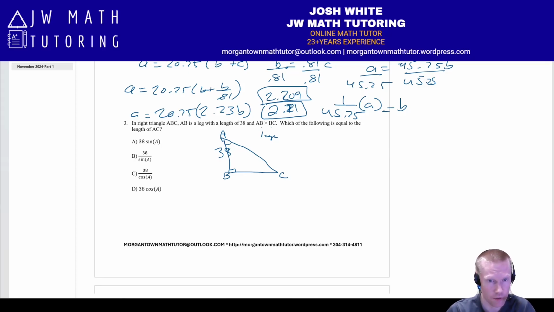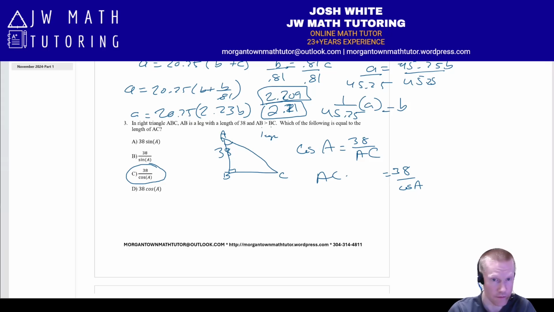Notice these expressions are all in terms of sine. So all you have to do is remember your basic trig, SOHCAHTOA, and you could say cosine A equals adjacent 38 over hypotenuse AC. Then we rearrange this: AC times cosine A equals 38. Divide by cosine A, these cancel out. AC is equal to 38 divided by cosine A. So the correct answer here is just going to be letter C.